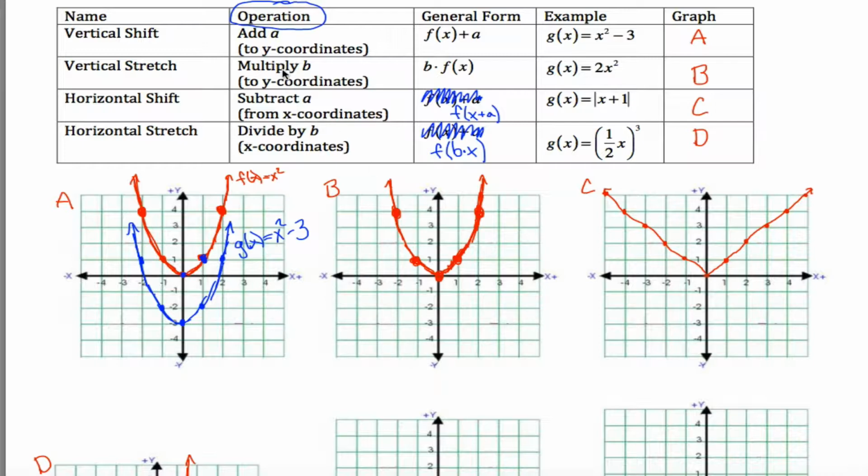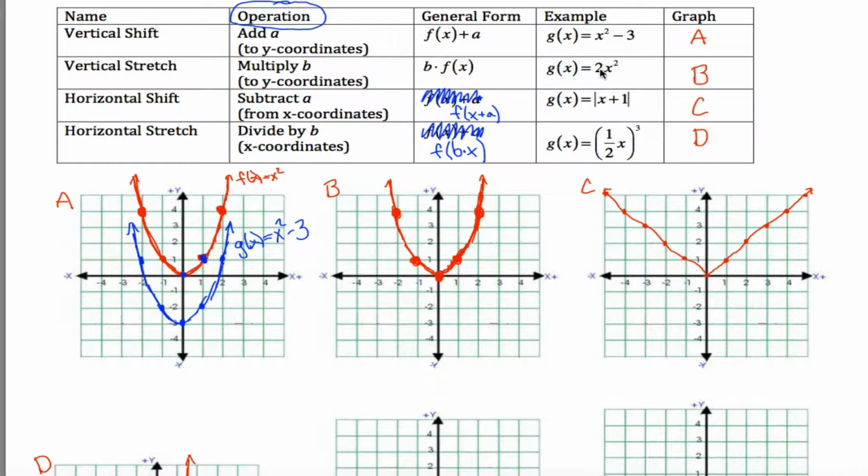The second type of transformation is similar to this first type in that I'm still affecting the output. So for example, I could have 2 times x squared. The first thing to note is this is not 2x squared. What I'm saying is the 2 is not being squared right here. Our order of operations squares the x and then multiplies by 2.